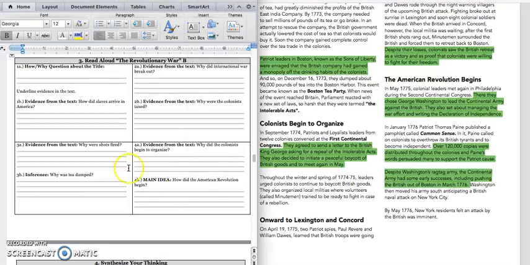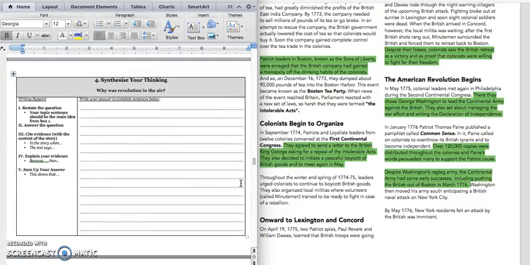Box 4B is our main idea. It says, how did the American Revolution begin? When the Second Continental Congress met, write this down in 4B. When the Second Continental Congress met, they chose George Washington to lead the Continental Army, and they decided to write the Declaration of Independence. Press pause to write down your answer and play when you're ready for the paragraph.